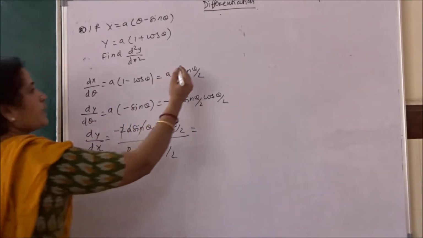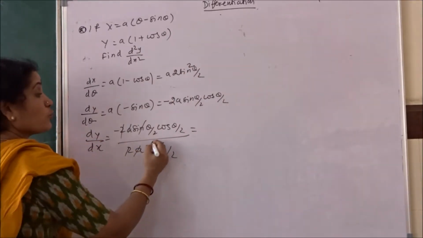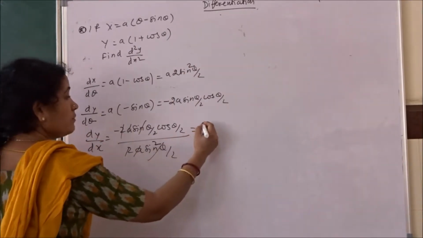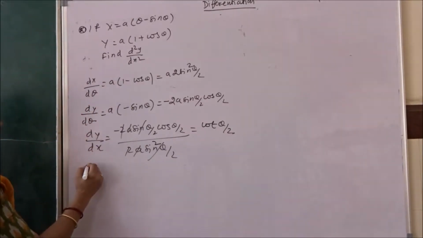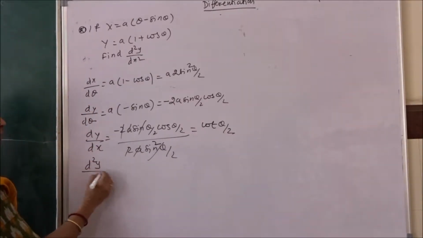Now this is 2 sin square. What is the formula? 2 sin square theta by 2. One sin will be cancelled. We are getting cot theta by 2. Am I correct? Now we are differentiating again, that is d square y by dx square.